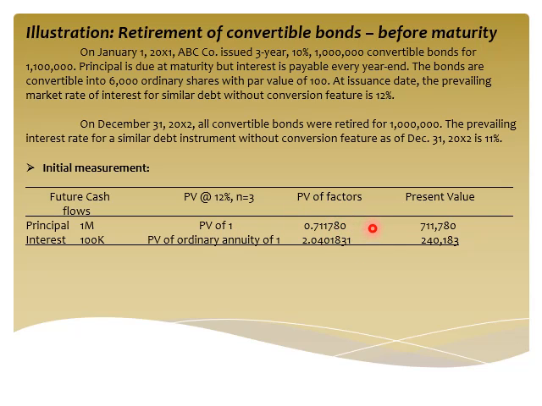PV of 1 is 0.711780, PVOA of 1, 2.040181. So, multiply the 1 million to the present value factor. We have the present value 711,780 for the principal, and for the interest 241,883. So, the total present value or the market value of the bonds without the conversion privilege is 951,963. So the issue price, we have 1.1 million.